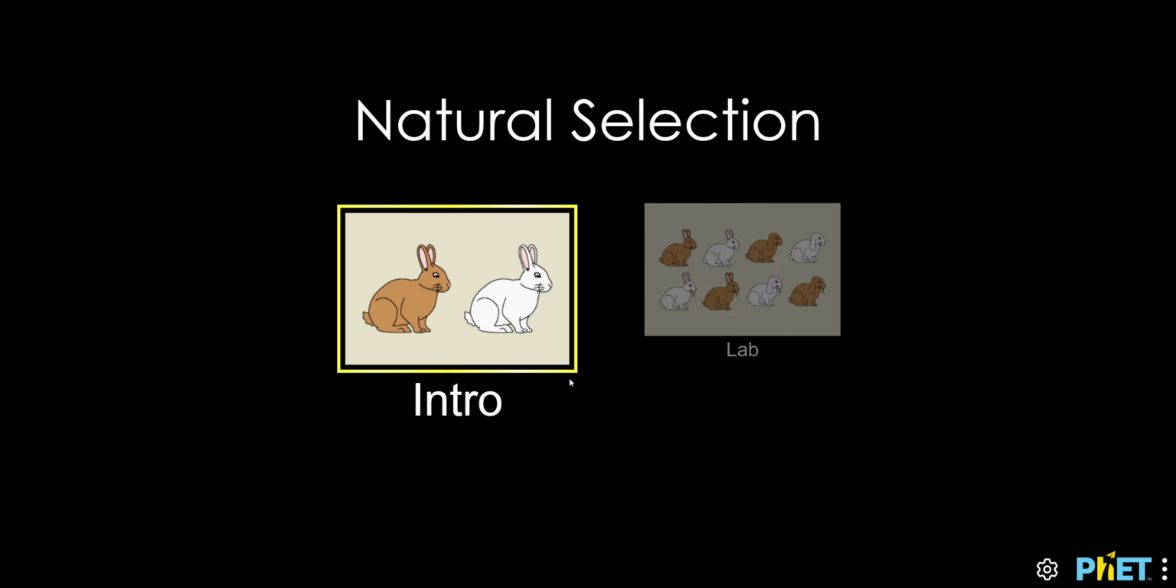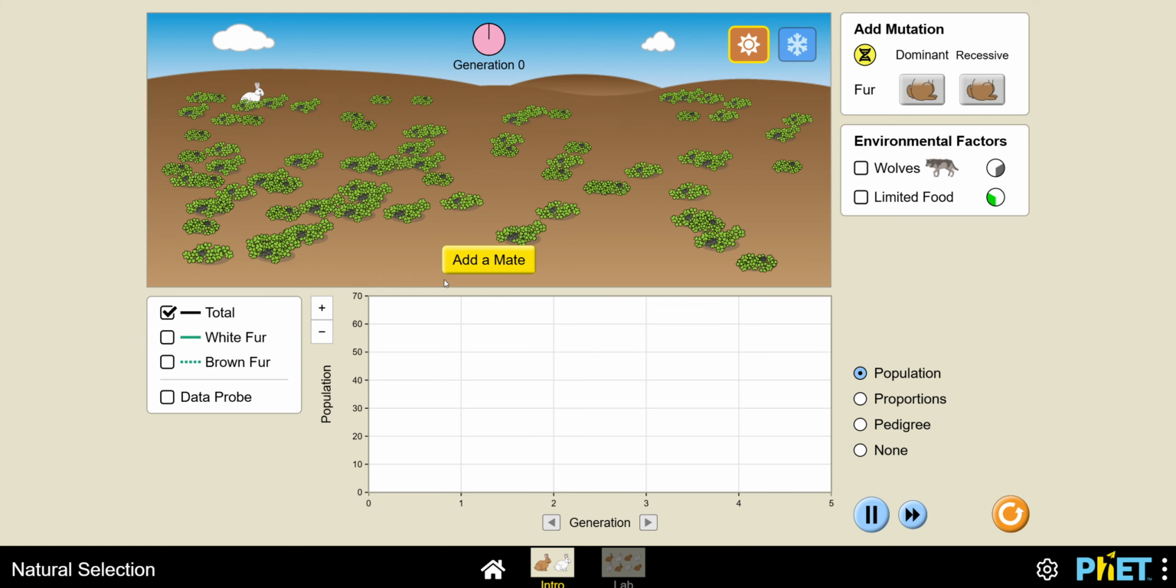It can just be set in the lab. However, the lab has a lot of variables, so if you want to get comfortable with interacting with the simulator itself, you probably want to start with the intro. Don't forget to add a mate to be able to see what happens over generations.